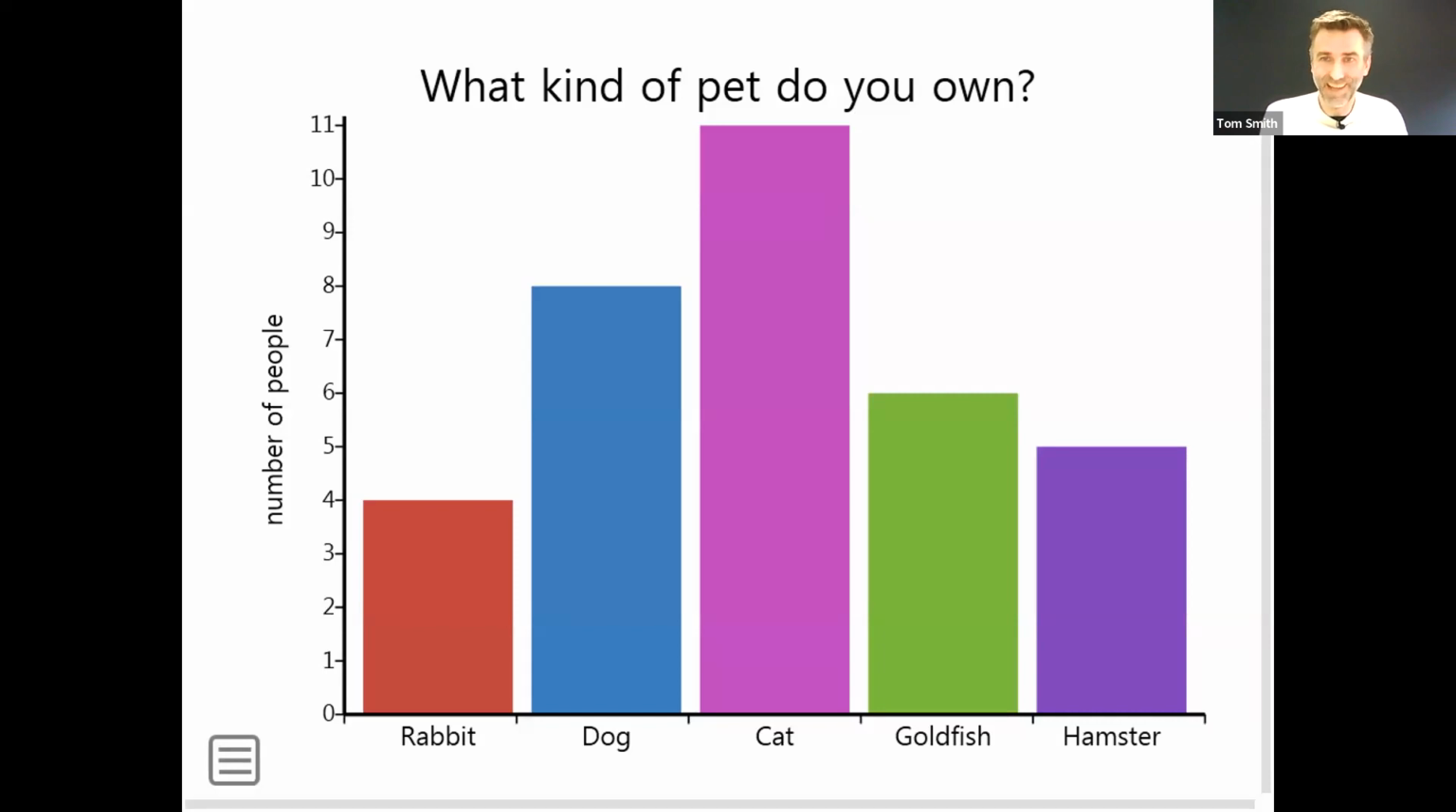The important thing is the data that it's trying to get across. So this could quite easily be rabbit 4, dog 8, cat 11, goldfish 6, and hamster 5. That's all the alternative text needs to be, the data. And so sometimes, if there's a chart in the document, I might put a table at the bottom of the document as an appendix, so that it can be referred to that way. Or sometimes even the table underneath it is really helpful.